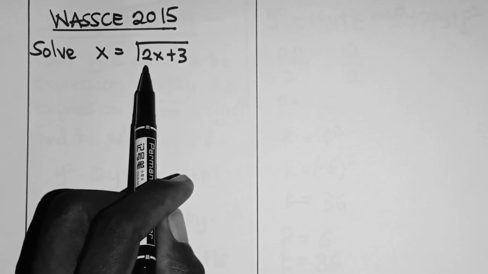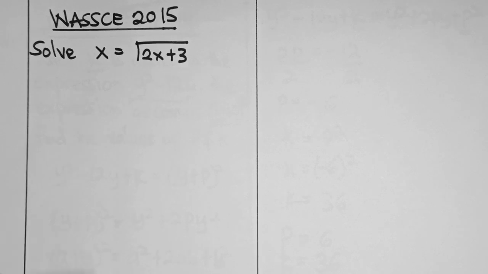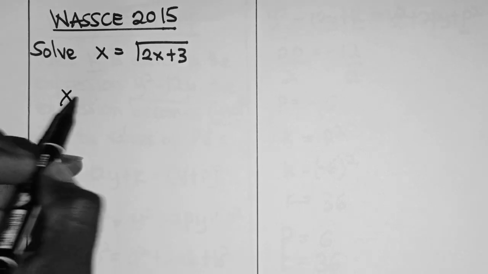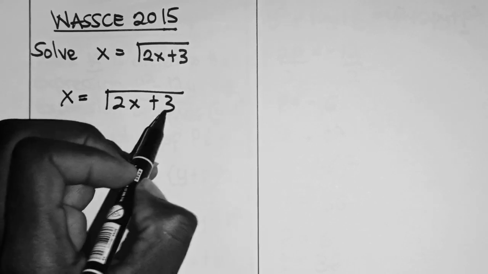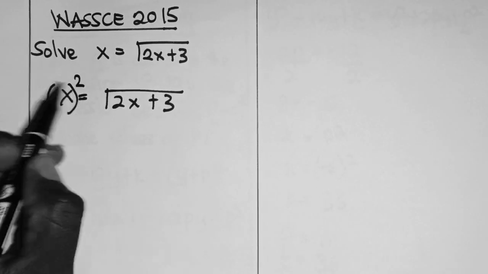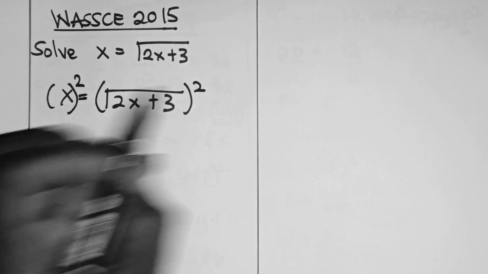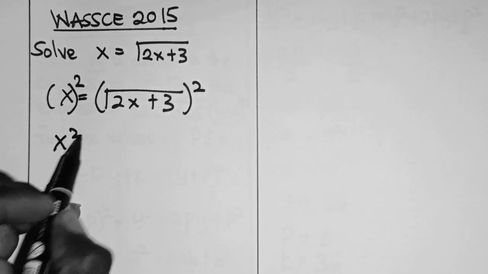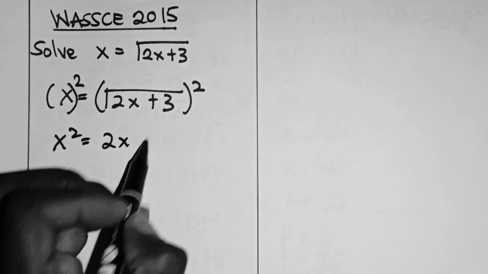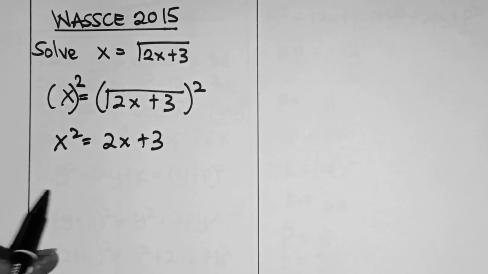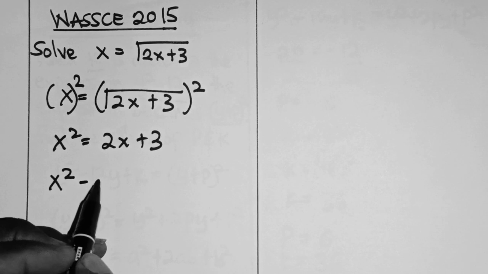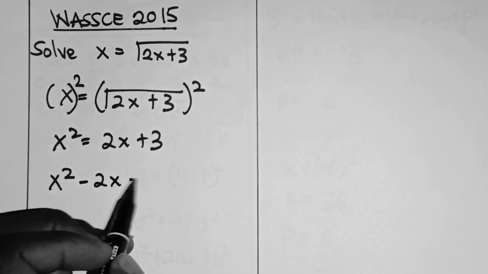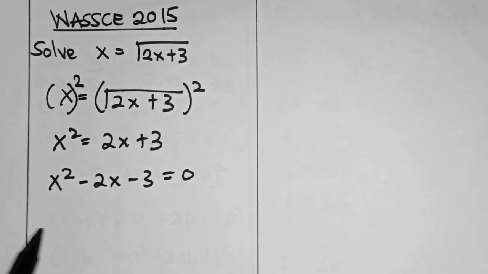Solve x equals the square root of 2x plus 3. So the equation is x is equal to the square root of 2x plus 3. So let's square both sides. So we find out that x squared is equal to 2x plus 3. So let's bring everything to the left hand side. So it becomes x squared minus 2x minus 3 is equal to 0.